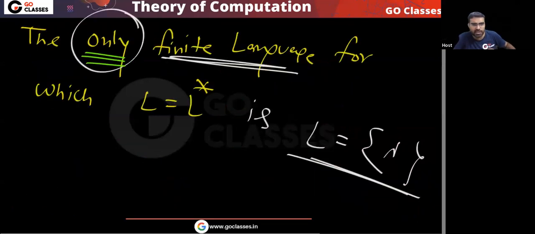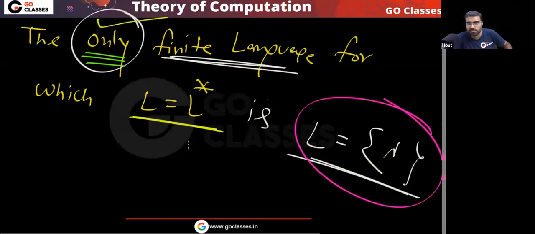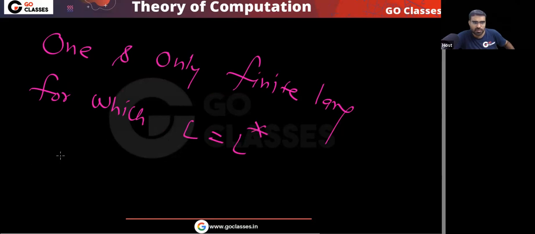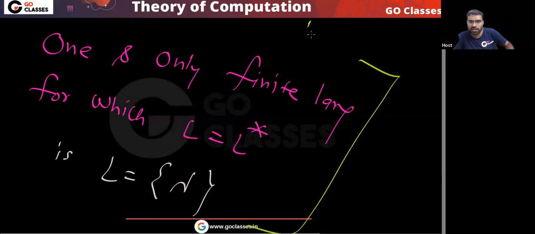Finally, this is the conclusion. This is the final conclusion: the one and only finite language for which L equals L star is this. So this is a special language. The one and only finite language for which L will be equal to L star is L equal to the set containing the empty string. So this is the final note.